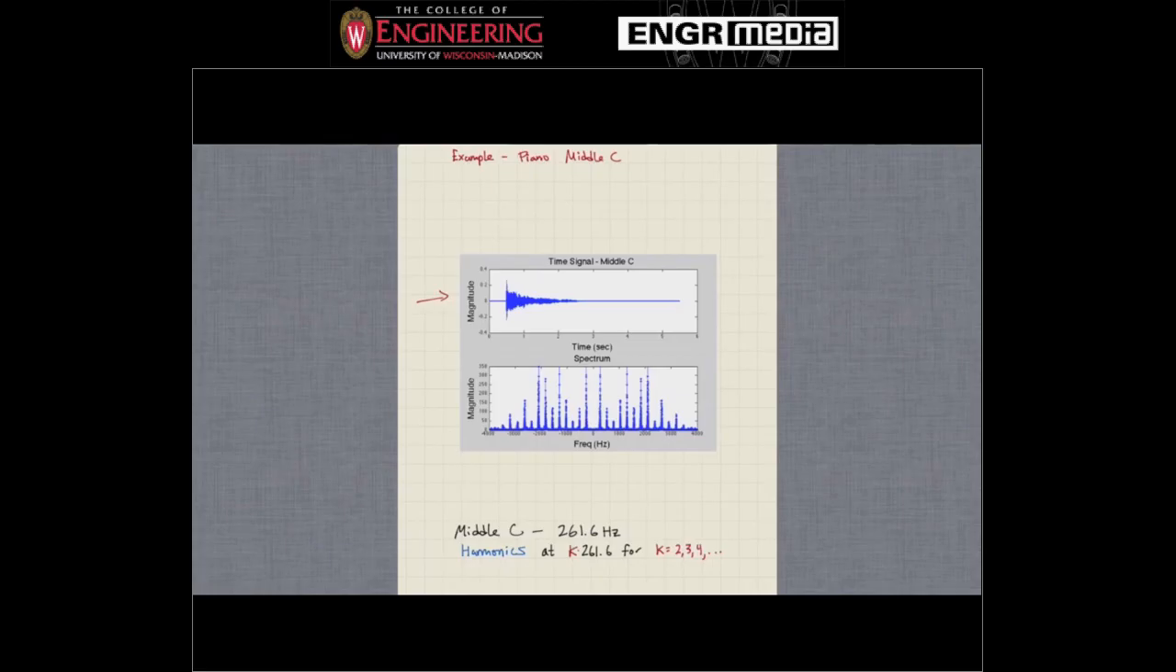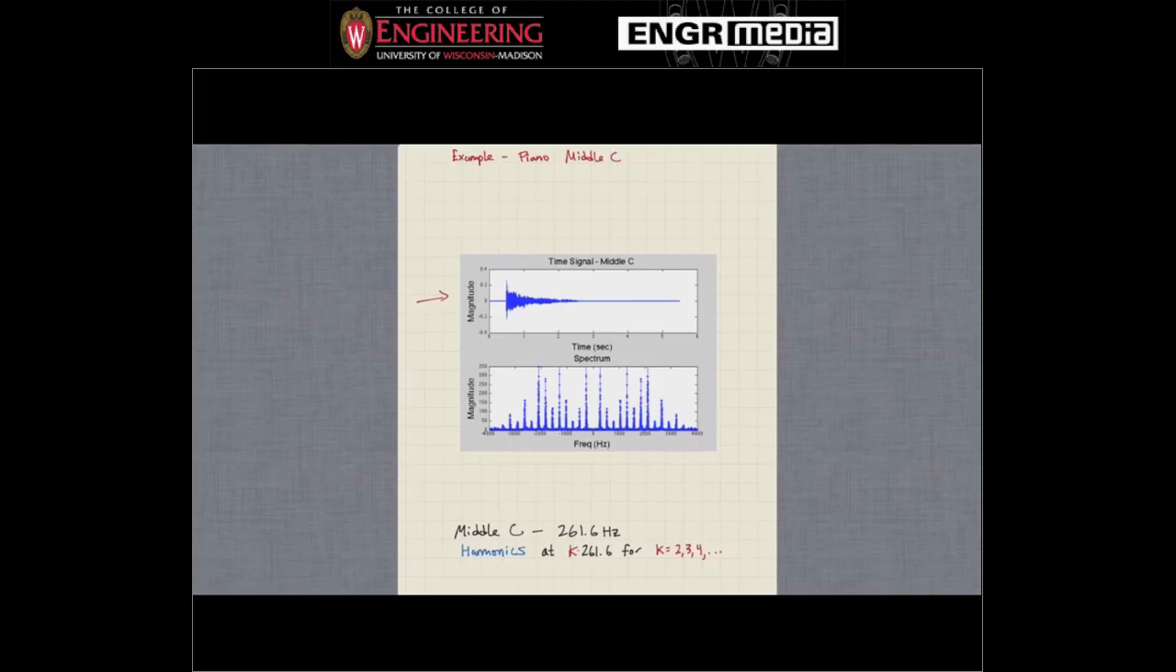middle C of a piano. This is an actual recording of middle C played on a piano, and if you look at the time domain signal, as expected, it ramps up very quickly. So it's from silence, then a loud noise when the key is struck, and then it decays off after about 2.5 seconds. It's a little more interesting if we look at the spectrum of the signal, right? If we look at the frequency content of the signal, and that's the lower plot shown here.